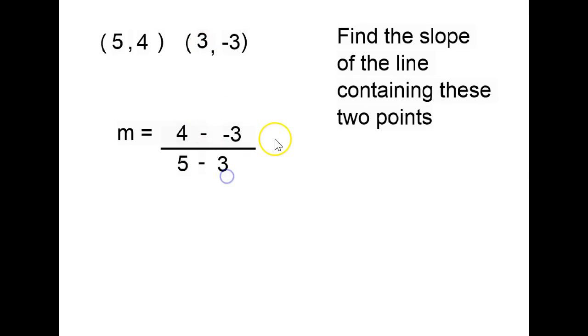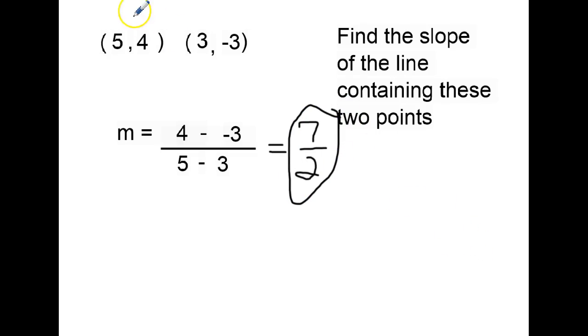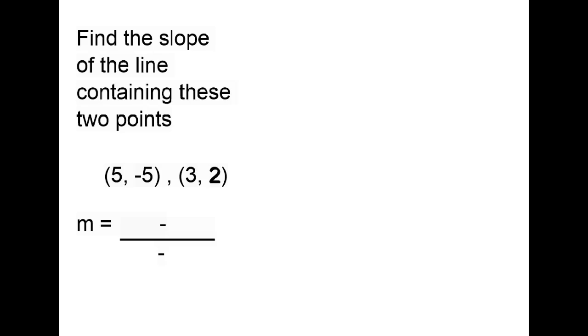And when I do this, I have to remember that I'll do my top calculations all together and my bottom calculations all together. On the top, I have 4 minus negative 3. You can punch that into your calculator and you're going to get a positive 7. And on the bottom, I have 5 minus 3, which is 2. So the slope for the line that contains these 2 points is 7 over 2. Go ahead and follow the same model, hit pause, and try to find the slope for this line that goes through these 2 points.